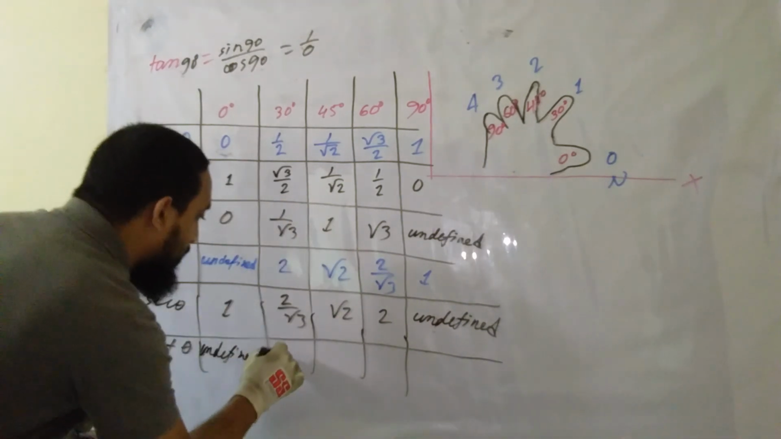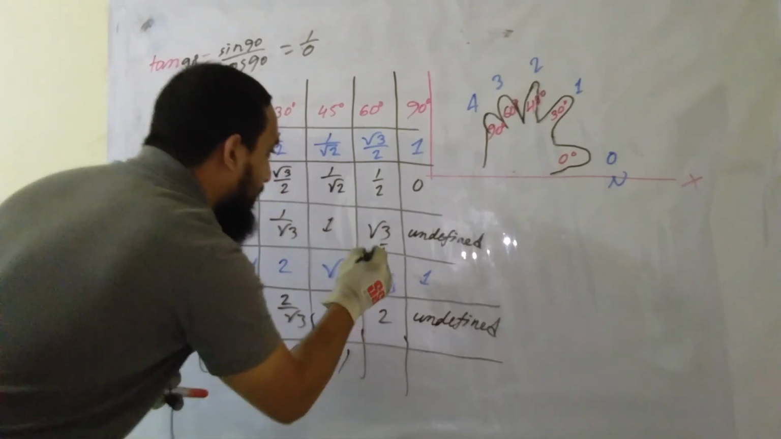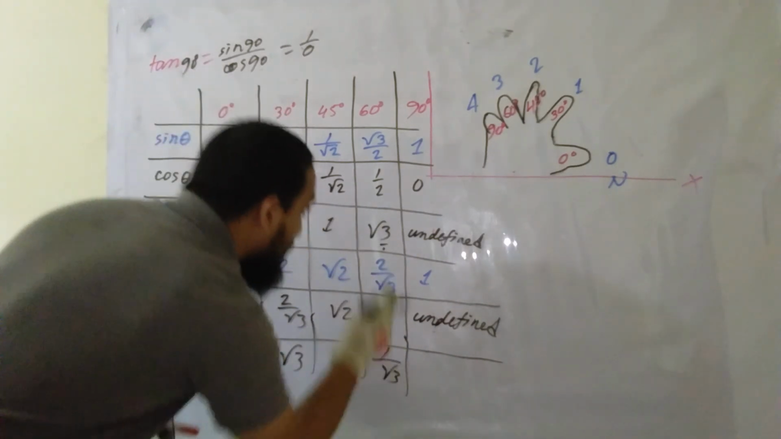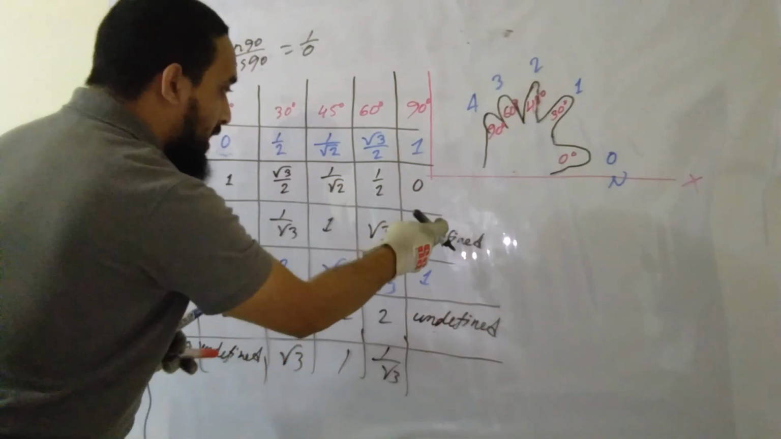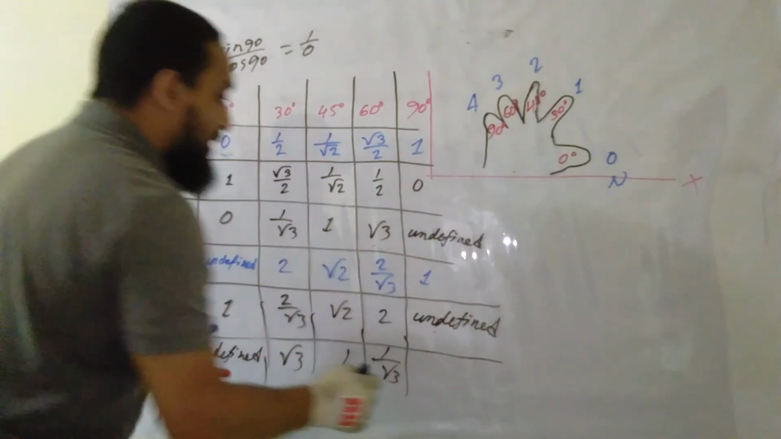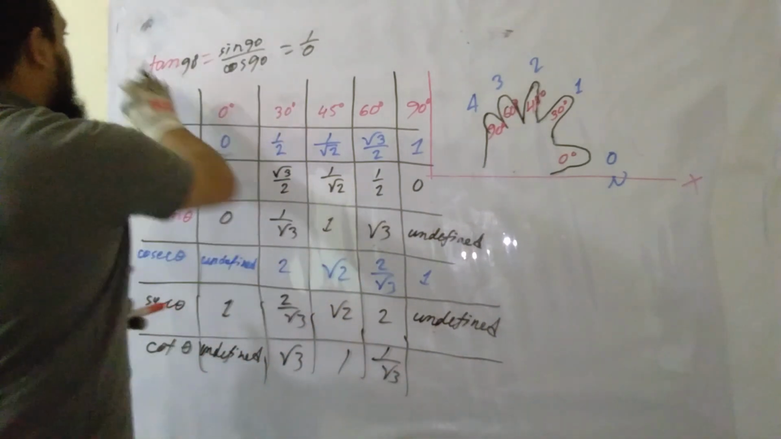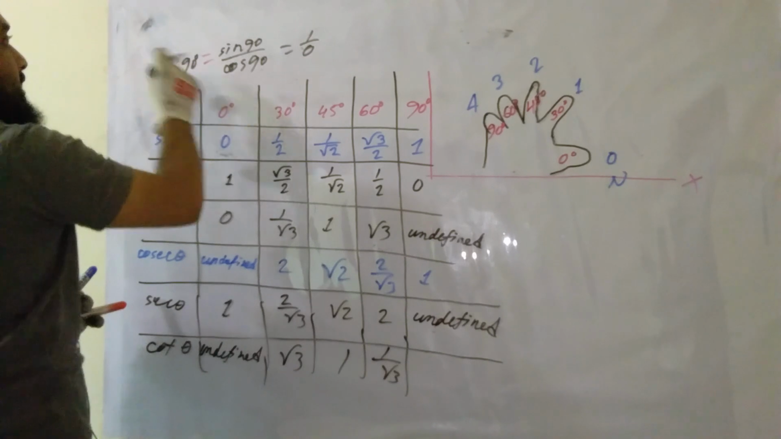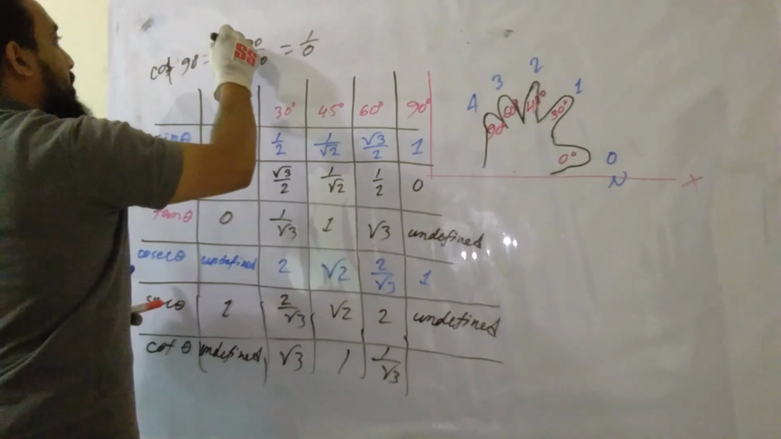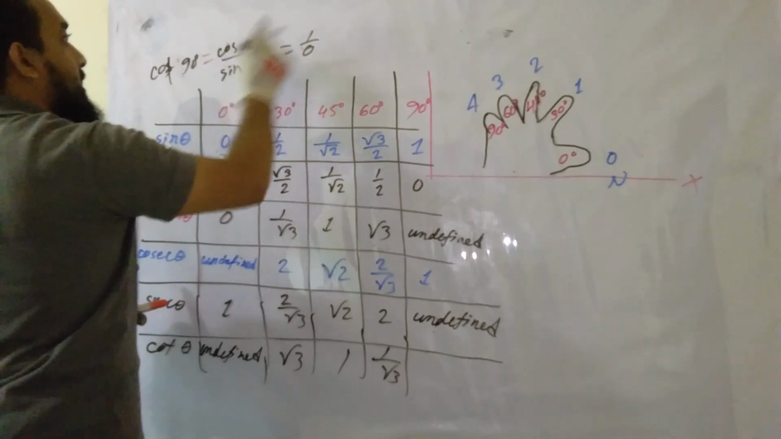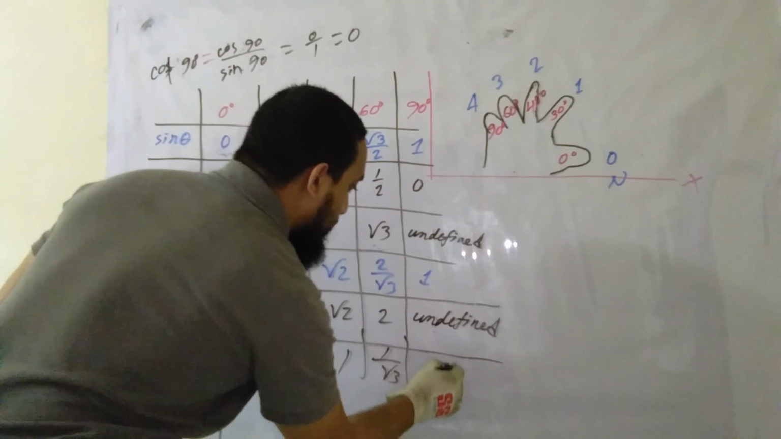Undefined. This is 1 over root 3. That means root 3, there is a 1 below it. So, it's going to be 1 over root 3. Look, since the reciprocal of 0 is undefined, the reciprocal of undefined will be 0 as well. Or we can do this in another way. Suppose we consider cot 90 degree. It's going to be cos 90 divided by sine 90. So it's going to be 0 divided by 1. That means 0. So it's 0.